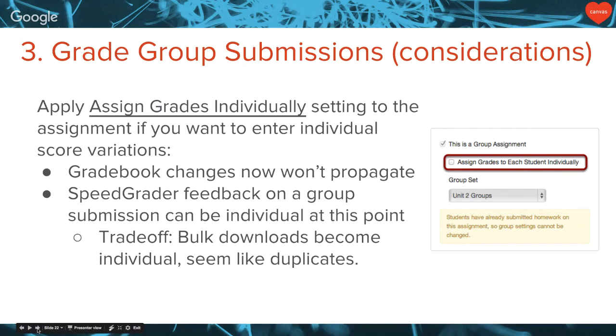Expect that when that setting is in place, you no longer get the group file names and just one file name per group submission in your download submissions zip file for bulk downloads. With that checkbox on for assign grades to each student individually, the bulk downloads now seem like an individual assignment at this point. If you weren't expecting that, it may seem kind of strange. Why is Canvas giving me duplicates? But it all makes sense. The duplicates are because this set of students work together and they genuinely have the same submission.